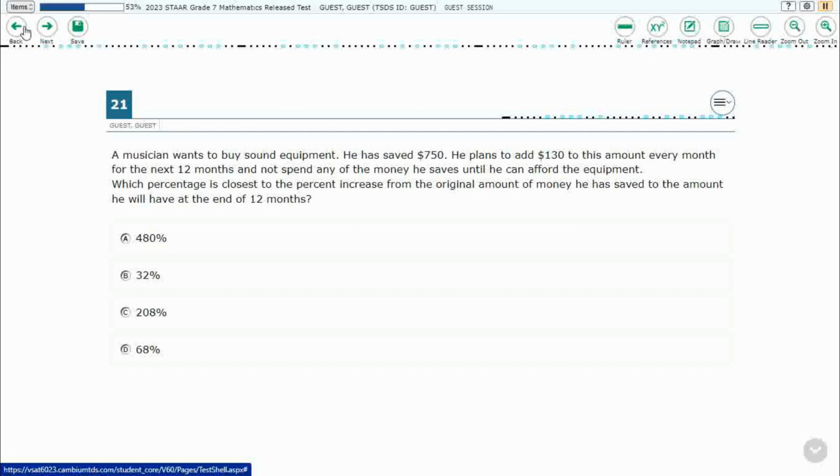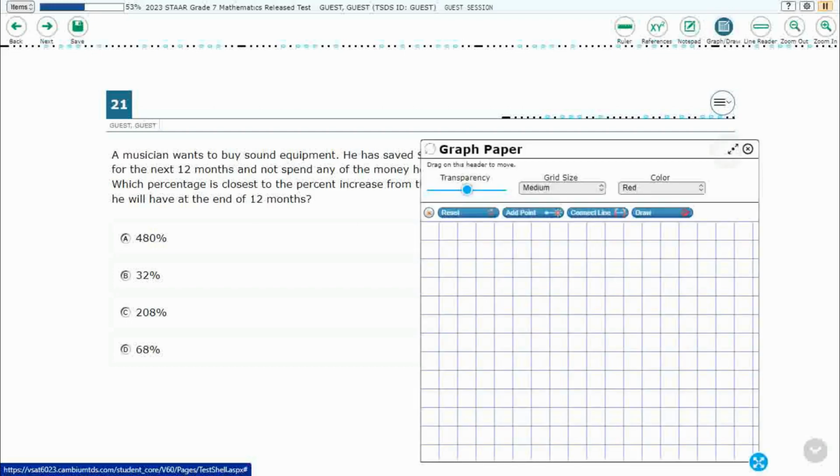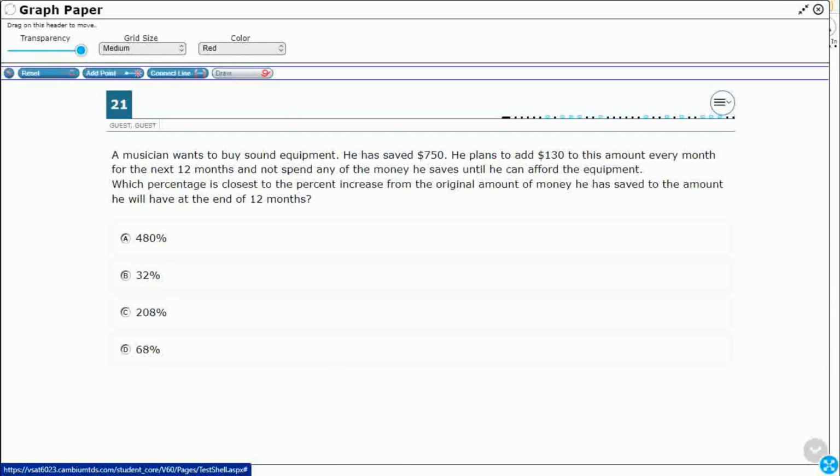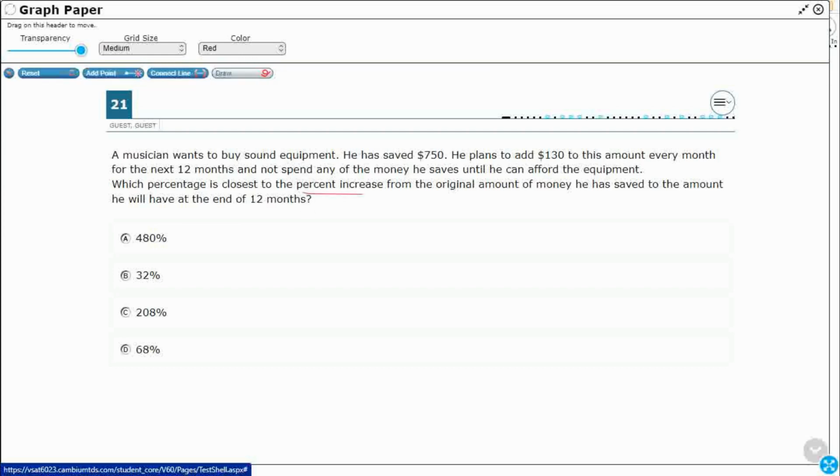So we have a musician that is wanting to buy some sound equipment. He's already saved some money, and he wants to add 130 to this amount every month for the next 12 months. He's not going to spend any money, so we're looking for a percent increase. Let's see if we can figure out how we do a percent increase.